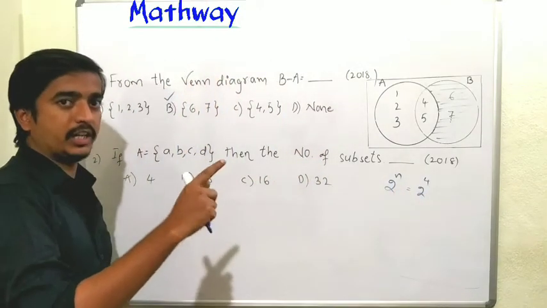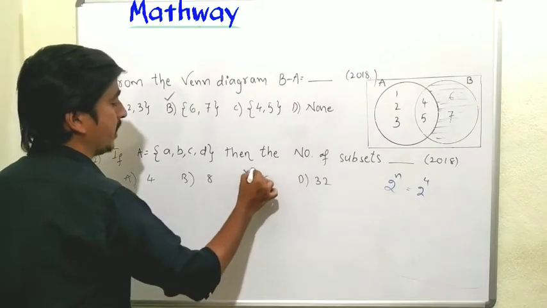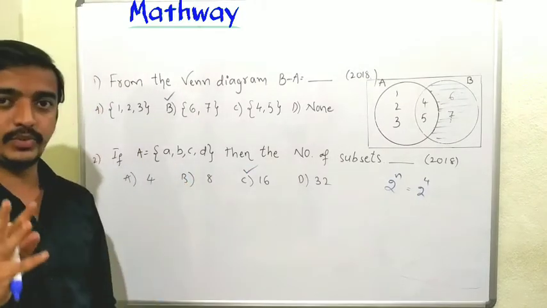2 2s are 4, 4 2s are 8, 8 2s are 16. So the number of subsets is 16. So it has 16 subsets.